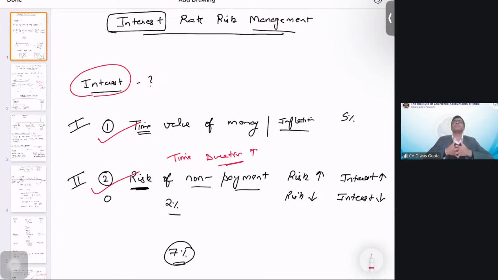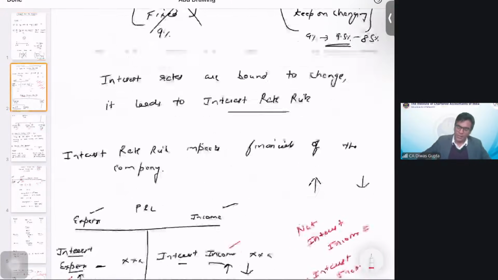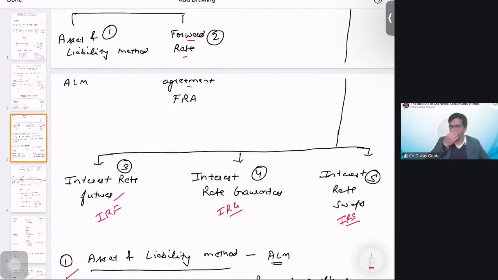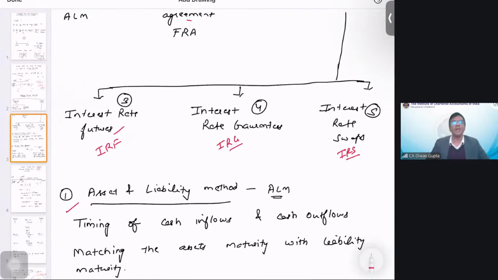So if I just sum up, interest rate risk management, students, talks about the ways of mitigating the interest rate risk. And this happens through these five methods, right? One, asset and liability method. Second, forward rate agreement. Third, interest rate futures, interest rate guarantees, and interest rate swaps. So in all these, the idea is to enter into a commitment of known interest rates of the future.